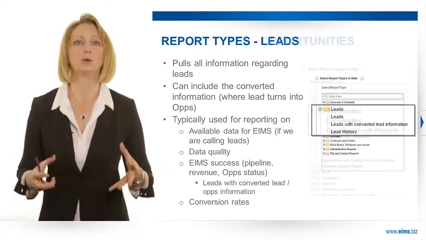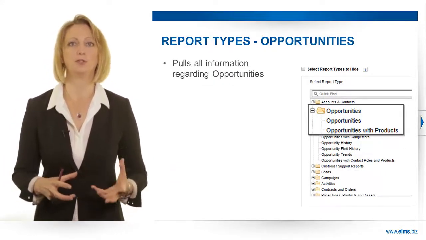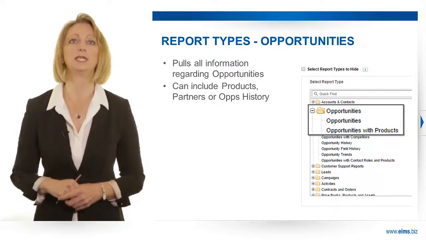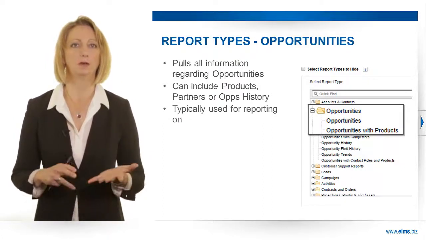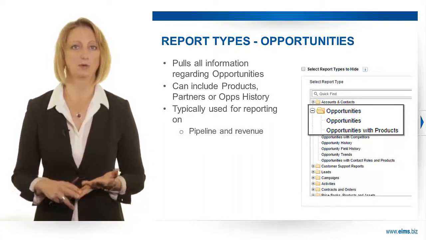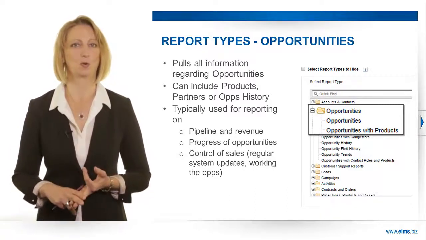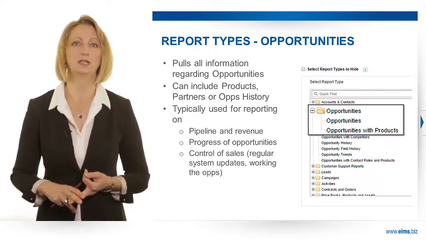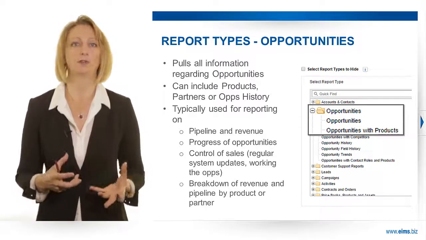The next one is the opportunity report. And this pulls all information regarding opportunities and can include products, partners, or opportunity history. This report is typically used for reporting on pipeline and revenue, progress of opportunities through the funnel, control of sales, so a check of regular system updates and if they are working on the ops, and also a breakdown of revenue and pipeline, for example, by product or partner.